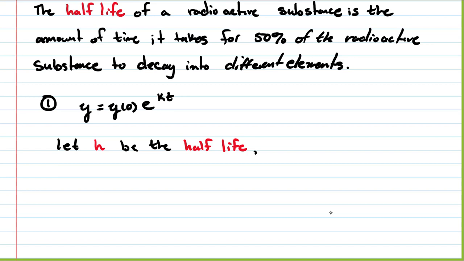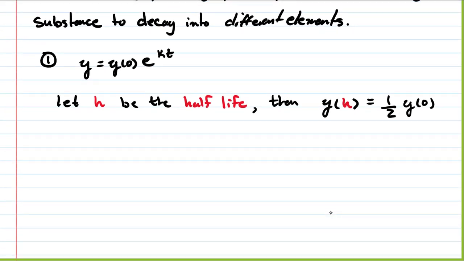Then we know the following. y of h would have to equal what? Well, the half-life says we have 50% of what we started with. So y of h would have to be 1/2 times the starting amount. If we started with y naught, we don't know what that is, but we know after one half-life, by definition, we would have 50% or half of it. So y of h has to be 1/2 y naught. This gives us the ordered pair h, comma, 1/2 times y of 0.